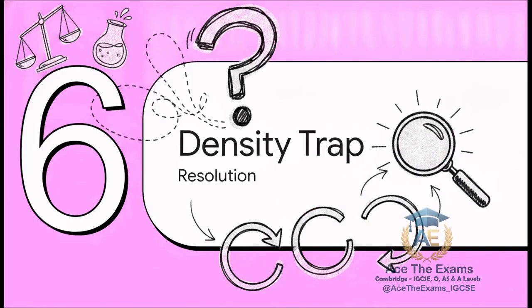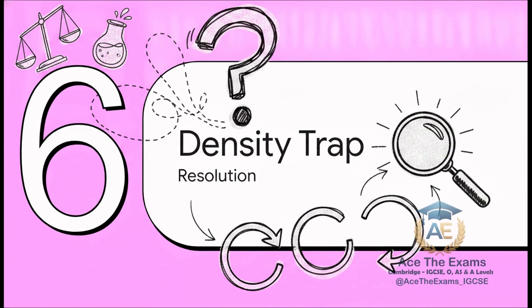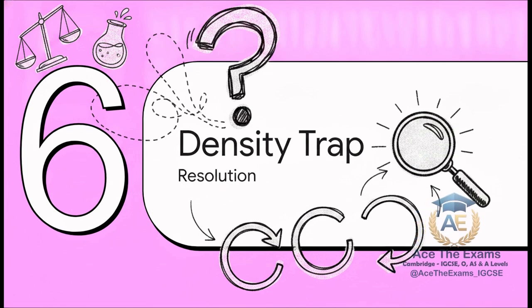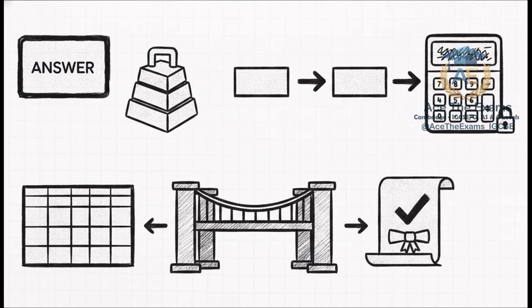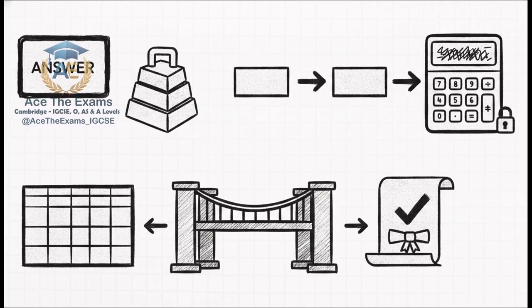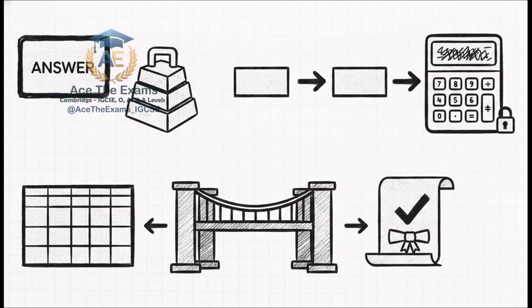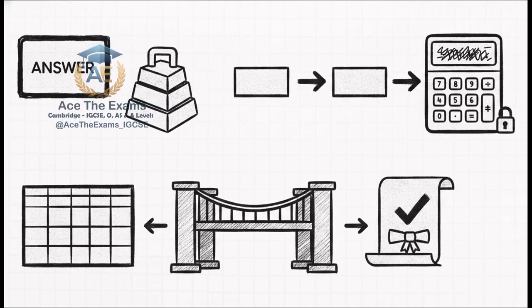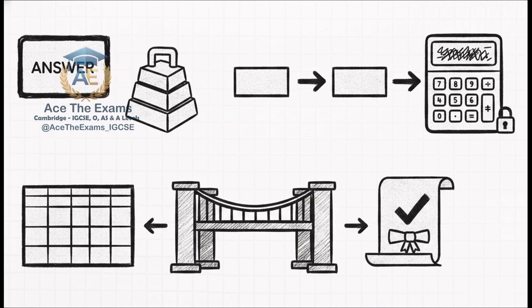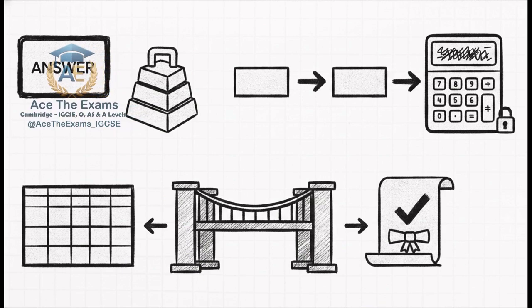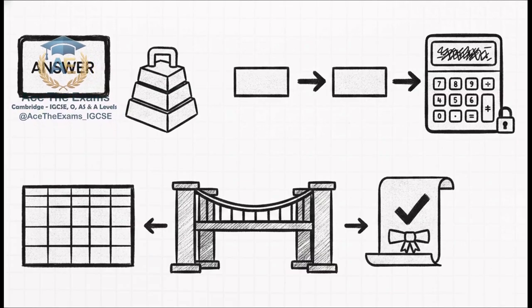Section 6, resolving the density trap. Okay, it's time to close the loop on that calculation error I warned you about earlier. To avoid absolutely destroying your density and volume calculations, you have to follow these absolute rules. First, always, and I mean always, include the correct units in your final answer, like grams per cubic centimeter. Second, never round too early in multi-step equations. If you round a number in step 1, your final answer in step 3 is going to be completely inaccurate. Keep the full value in your calculator the whole time. And third, ensure your final conclusions are fully supported by the raw data in your table. If your data doesn't explicitly back up your claim, the examiner gives you 0 marks for the conclusion, no matter how good your physics sounds.